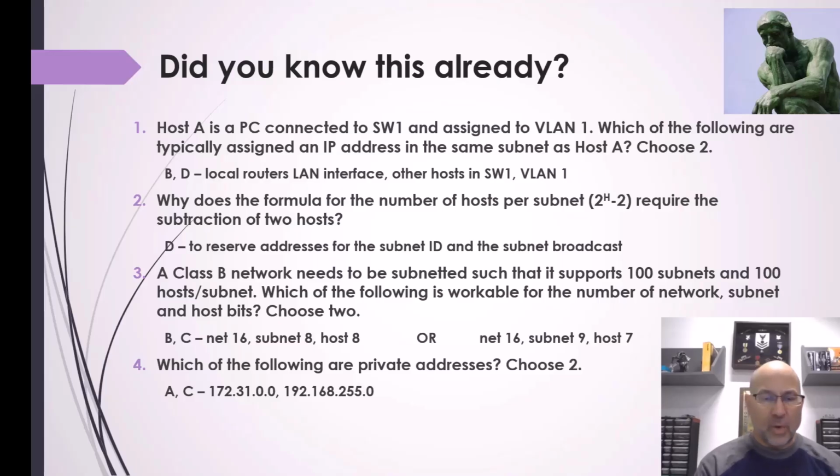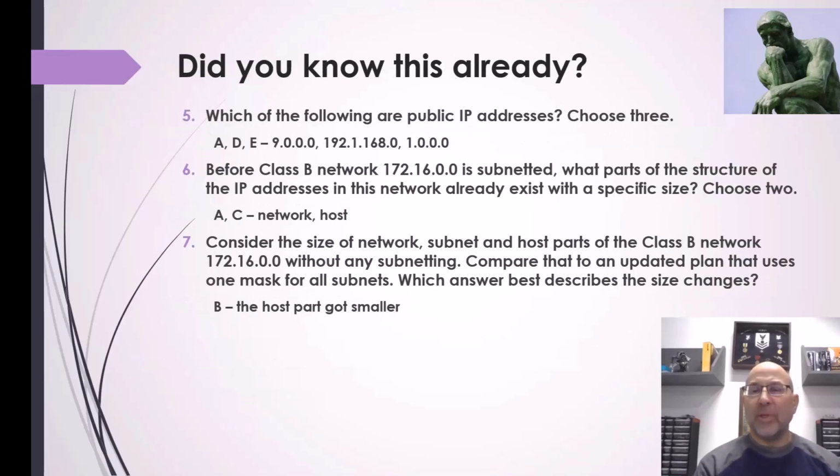Question number 4, which of the following are private addresses? Choose 2. Well, we just saw the graphic, right? It's 172.31 was the answer, and 192.168. Both of those fall in those ranges. Question number 5, which of the following are public IP addresses? Choose 3. Well, anything outside of the private addresses from RFC 1918. So the answers here are the 9, the 192.1, right? It's not 168. Careful on that one. And then the 1net. None of these are private.